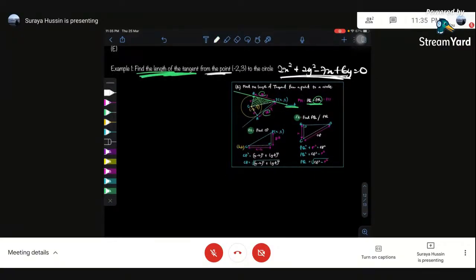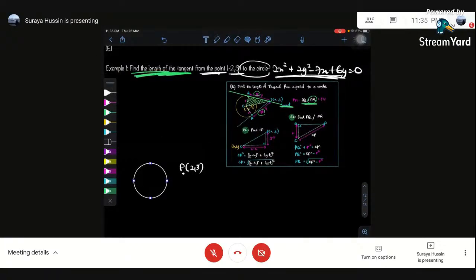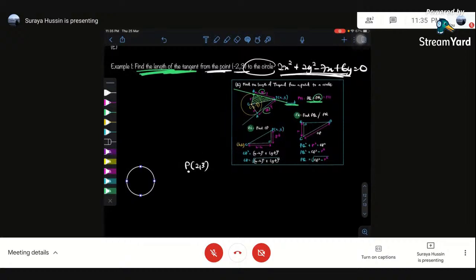So now, I must understand. Dia kata kena baca soalan ni betul-betul. Dia kata find the length of the tangent from the point 2,3. From the point 2,3, maksudnya kat sini, point 2,3 ni bukan dekat circle. Point 2,3 ni to the circle. To the circle means it's outside. It's outside. It's not inside. So this is your P, my dear. Okay. So actually kat sini agak tricky lah. You mesti hati-hati. You kena pandai main game dia ni kali ni.